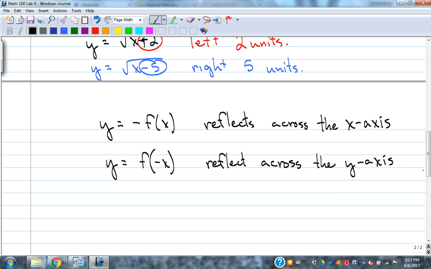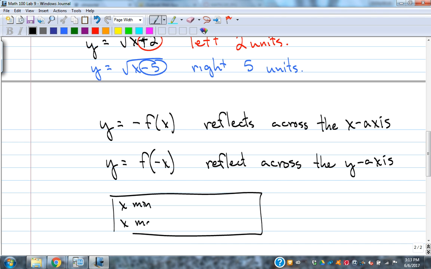On lab number 9, disregard the boxes that tell what window range you should set with your calculator. Do not do the questions with the boxes that have x min, x max, that sort of thing. If you will disregard those and just do the rest of the questions about the transformations, that would be great. Thank you very much.